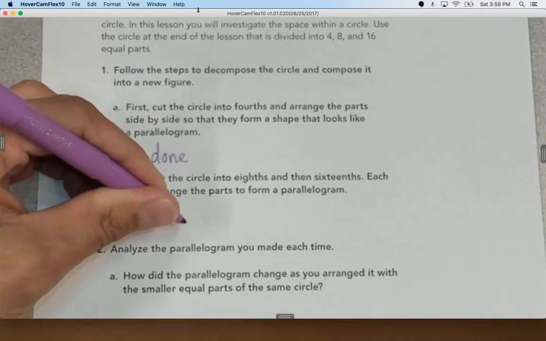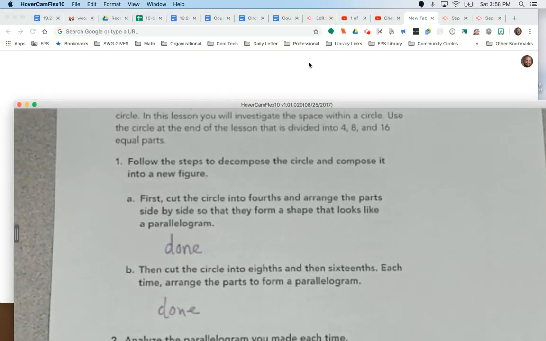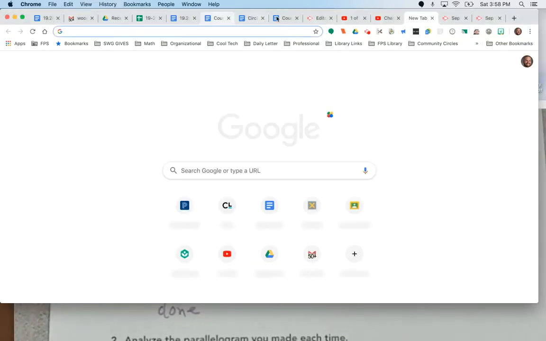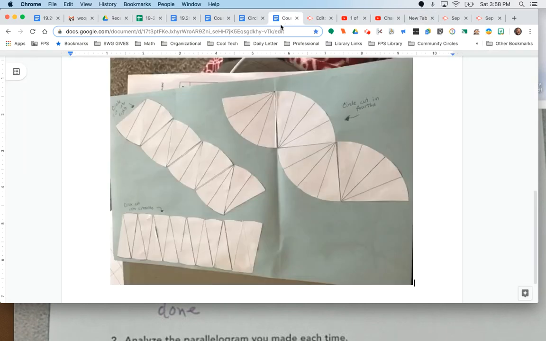I do want to show you what it looks like. If I take this one out, you can see that when we first cut it into fourths and arranged it going back and forth, it kind of looks like a parallelogram. Then we cut it into smaller pieces, I believe these are eighths, and it got closer to looking like a parallelogram. And then sixteenths, it got even closer. Hopefully yours looks something like this when you did that.